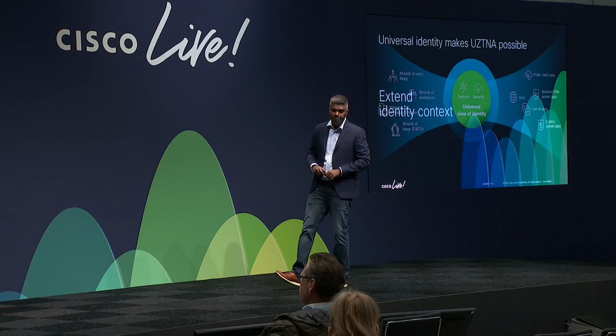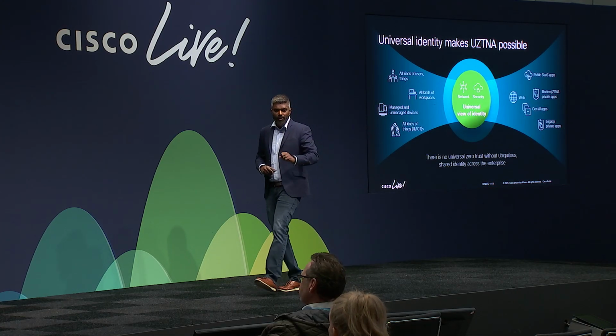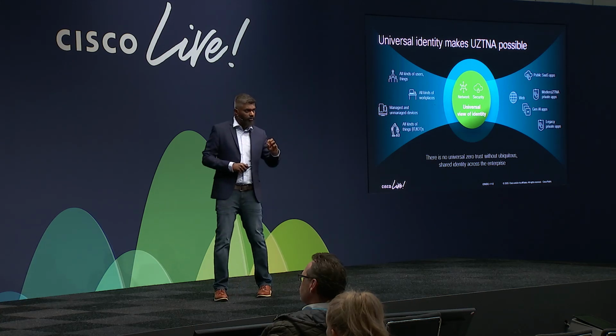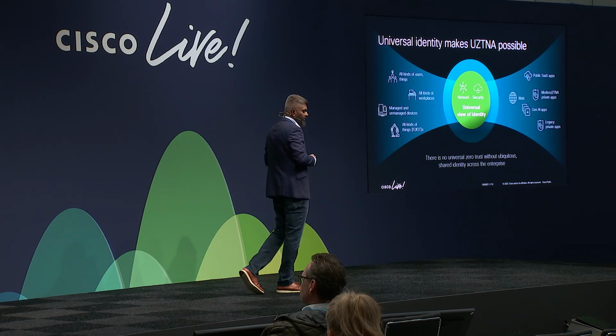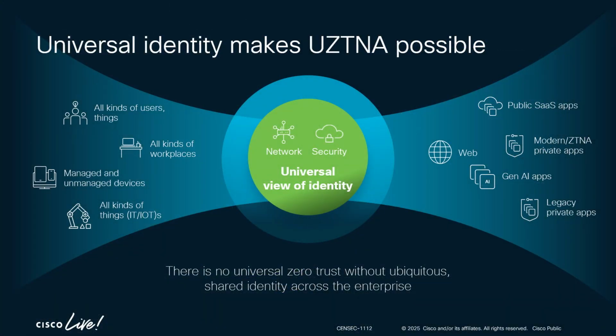All right, let's switch gears a little bit and look at how we take identity context and pass this across the network, in both the networking and the security domains. So, we can argue that identity is at the heart of zero trust. Any solution that says, hey, we're a universal ZTNA solution, must have a universal view of identity. And I would argue that there is no universal zero trust that you can accomplish without having this ubiquitous or shared identity context across the enterprise.